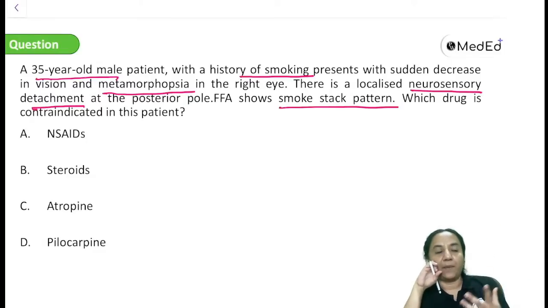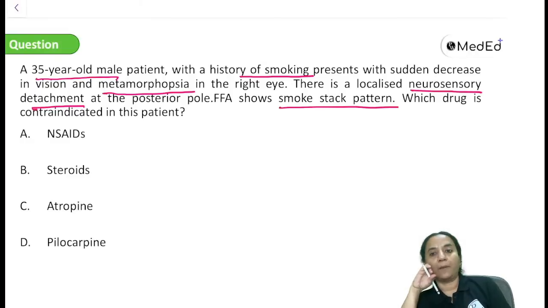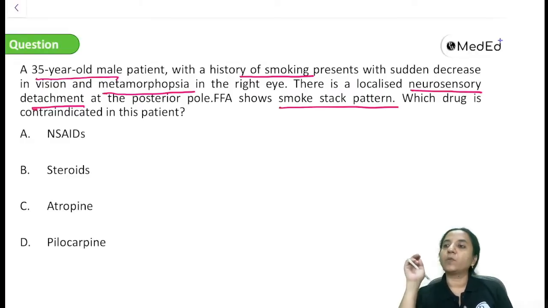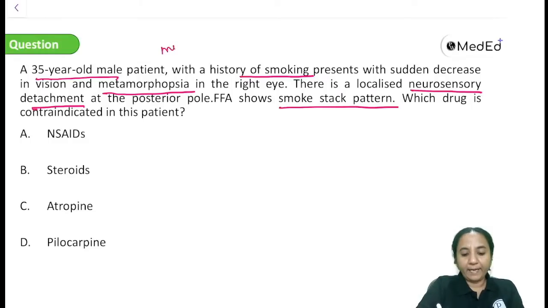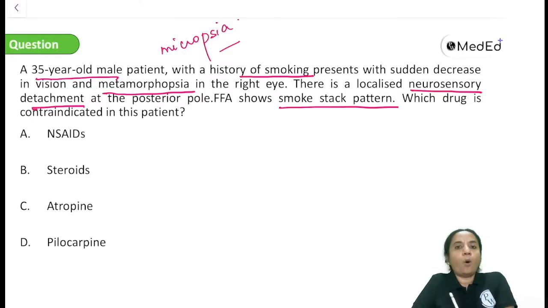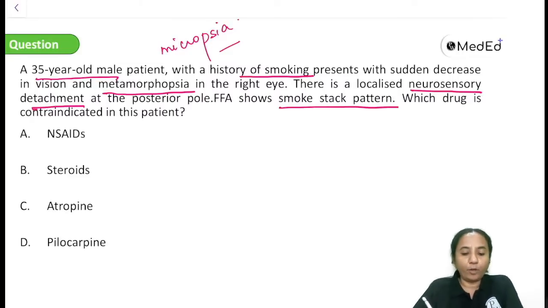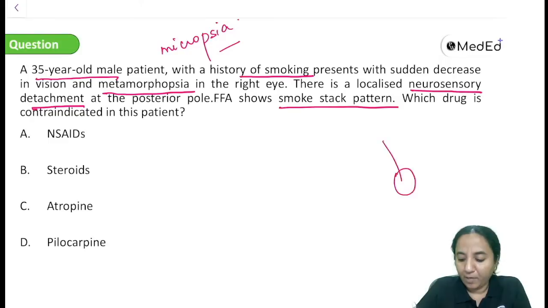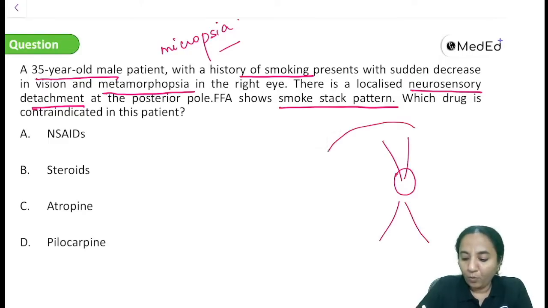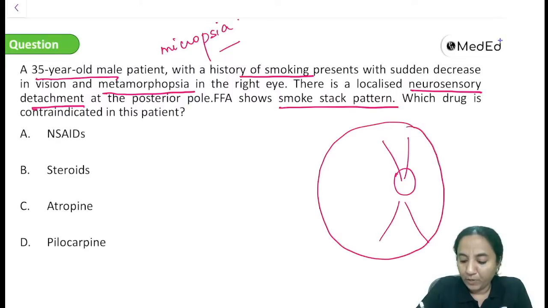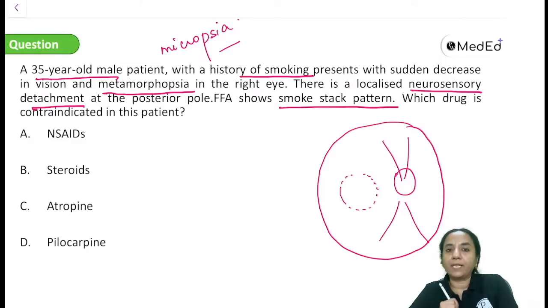It's a young male patient who has a history of smoking. The patient is presenting to us with distortion of vision, that is metamorphopsia. So either it can be micropsia, that is objects appear to be smaller, or it can be metamorphopsia. And what do you see? You see that there is a localized detachment of the neurosensory retina only in the posterior pole. So only here in the posterior pole, there is a localized neurosensory retina detachment. And if an FFA is done, it is showing smokestack pattern.